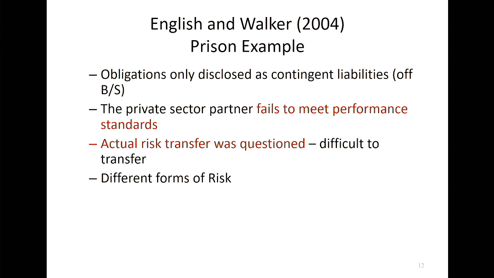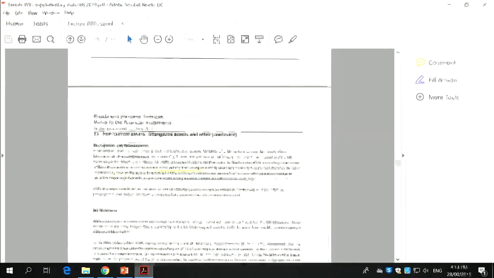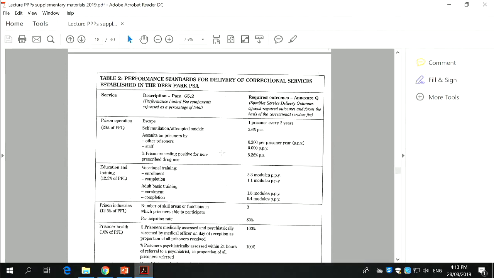And the private sector partner also fails to meet performance standards, such as the management of prisons, and there are problems of security and things like that. Now I'd like to show you some of what they have looked at. This is taken from the article. It's a table about the performance standards. And if you look at the performance indicators, it's quite interesting here.